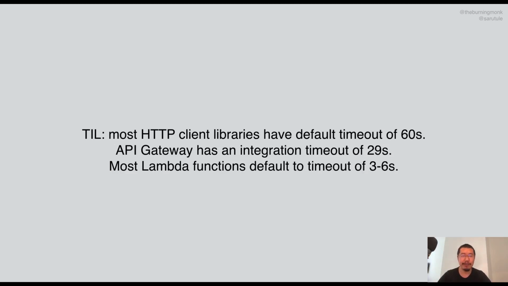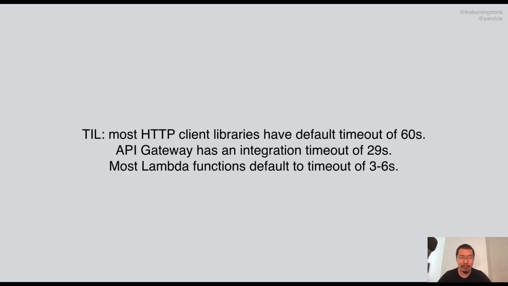Most of our functions default to 3 or 6 seconds timeout because that's just what the SAM framework or the server framework defaults to. I mean, API Gateway has got a hard timeout of 29 seconds anyway, but most HTTP client libraries are not designed for serverless environments, and they default to a timeout of 60 seconds. So our functions are going to time out long before the HTTP request itself.